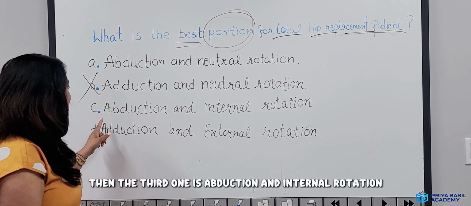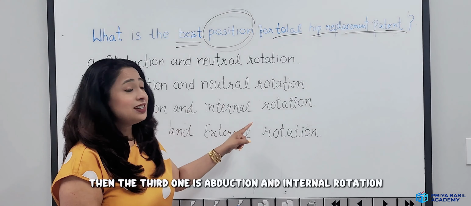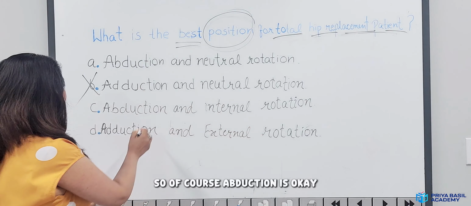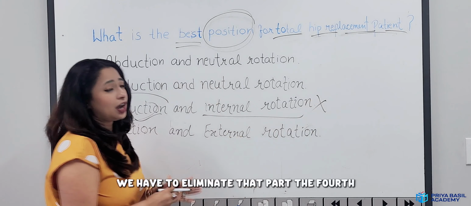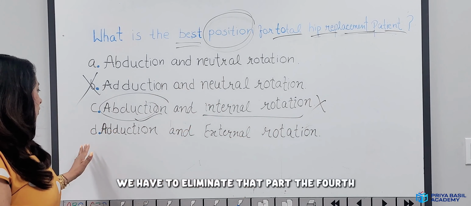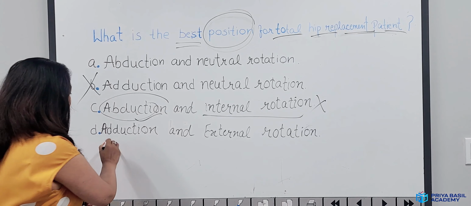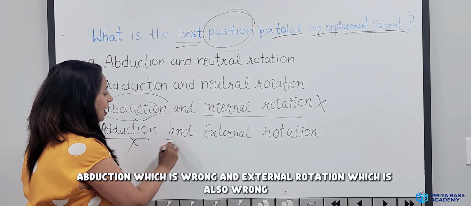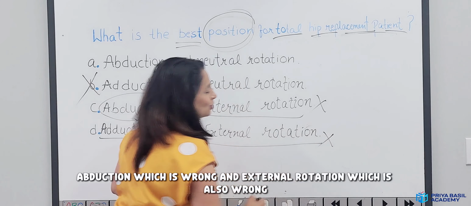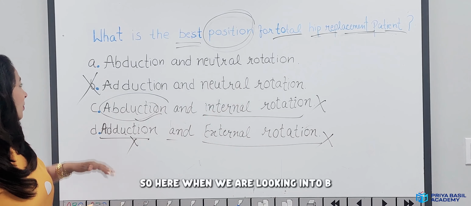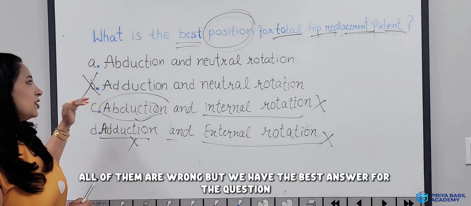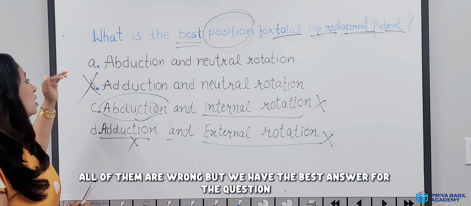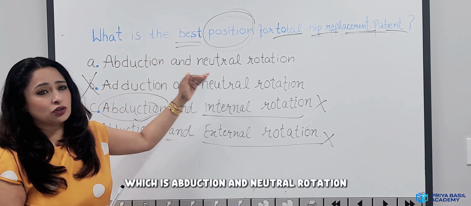Then the third one is abduction and internal rotation. Of course, abduction is okay, but internal rotation is wrong, so we have to eliminate that option. The fourth, option D, is adduction, which is wrong, and external rotation, which is also wrong. So B, C, and D are all wrong, and we have the best answer for the question, which is abduction and neutral rotation.